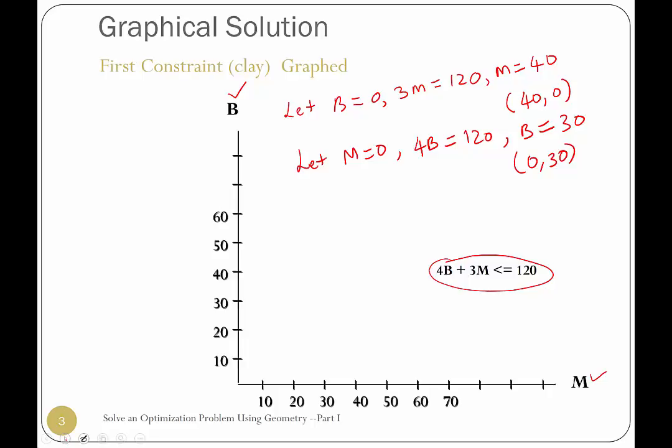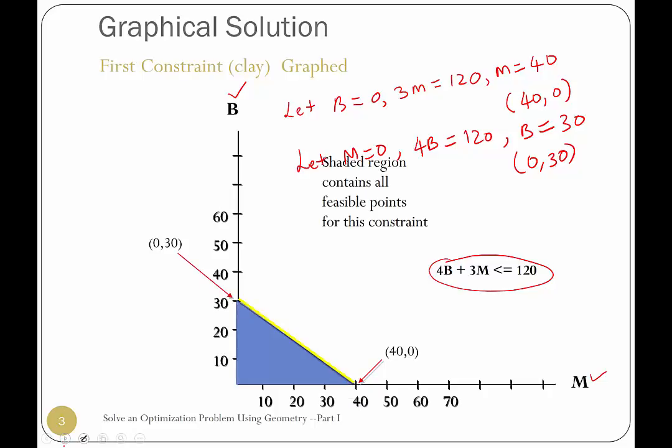So draw a line between these 2 points. The shaded region contains all feasible points for this constraint. This shaded region is below the line because the constraint is a less than or equal to constraint. Let us repeat the exercise for the second constraint.